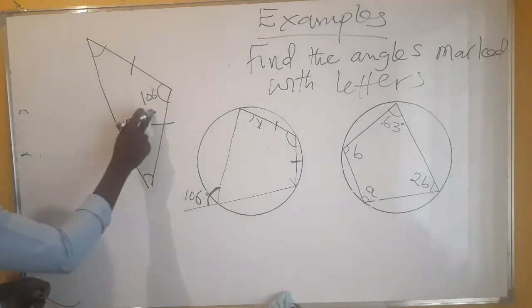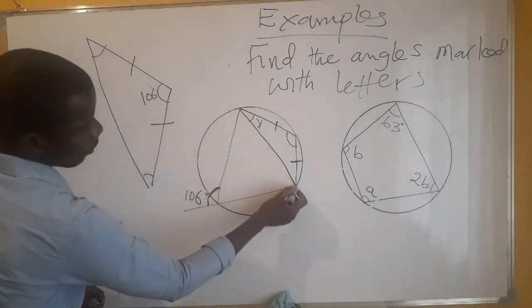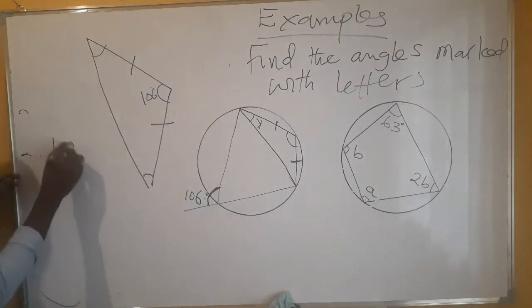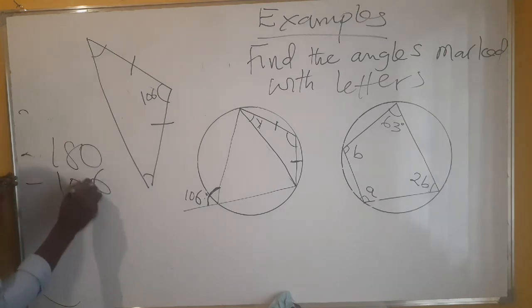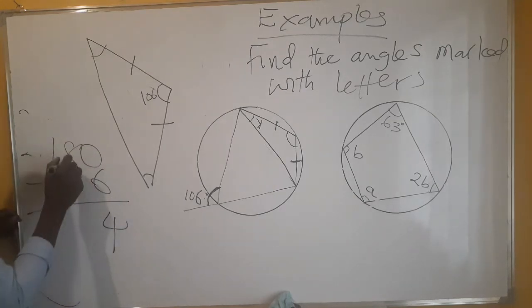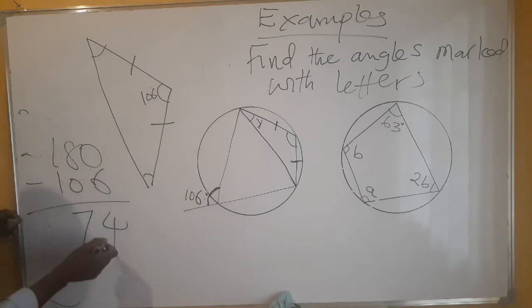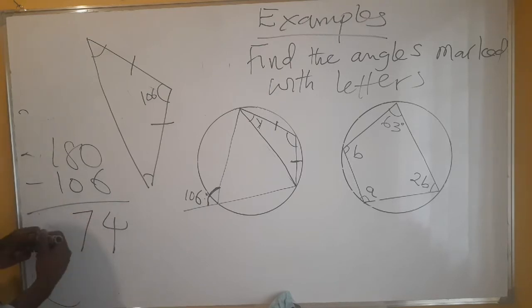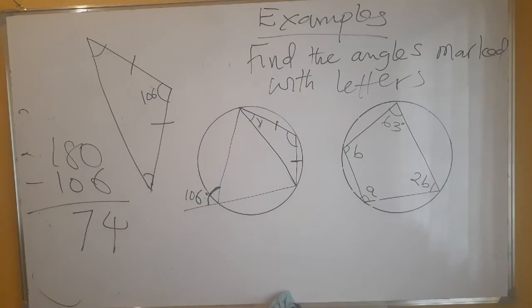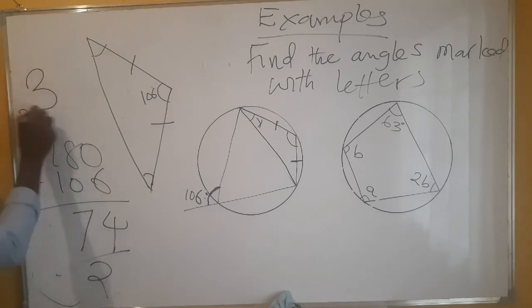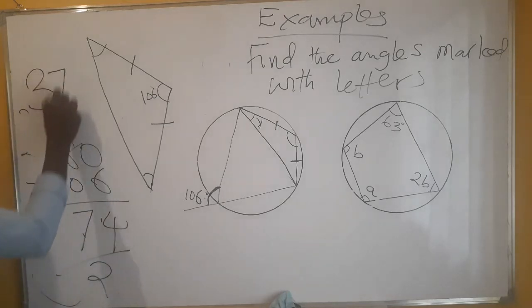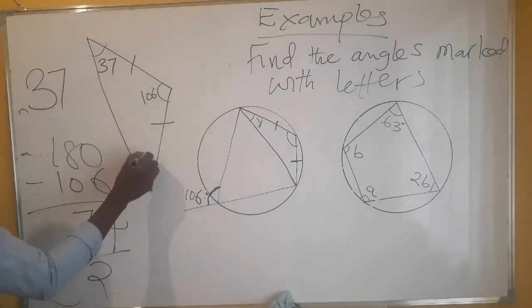Okay? So if this is 106, now we need to find the value of k here. So we're going to use 180 minus 106. What do we get? 74. This one is the sum of these two angles. Because these two angles are equal, we divide this one by 2. 2 into 74, we get 37. So this is 37. Even this one is 37.